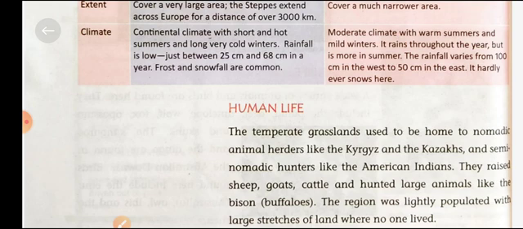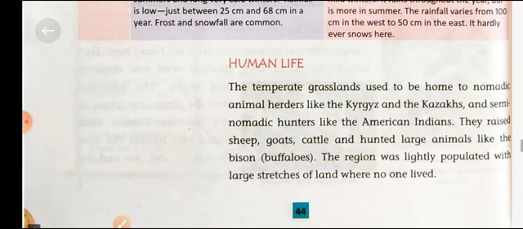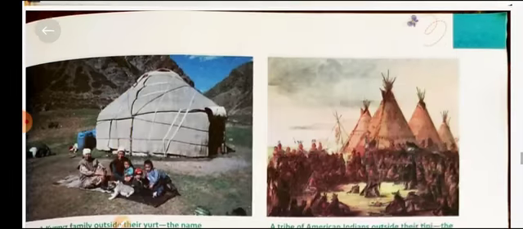These are called American Indians, and they raised sheep, goats, and cattle, and hunted large animals like the bison, a type of buffalo which lived in the wild. The region was lightly populated, with large stretches of land where no one lived.